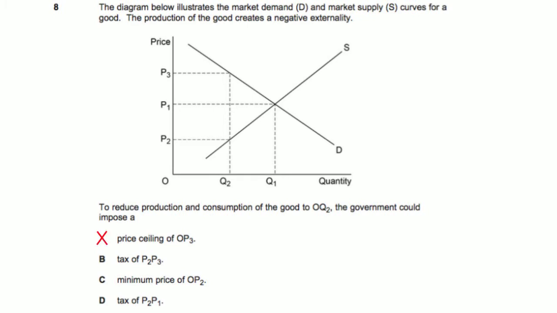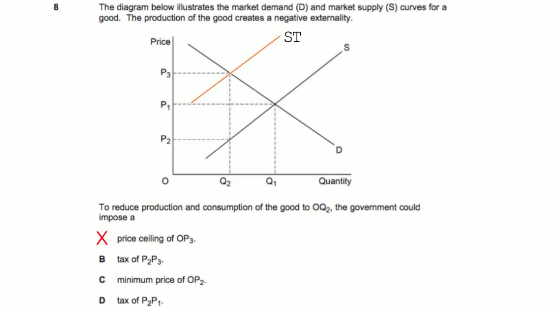The next option is B, and this is to impose a tax on the good of P2, P3. Let's just assume that this tax was imposed on the supplier of the good. This would cause the supply curve to shift upwards by the full amount of the tax, which is the difference between P2 and P3. This would cause there to be a new equilibrium in the market where the price is P3 and the quantity is Q2.